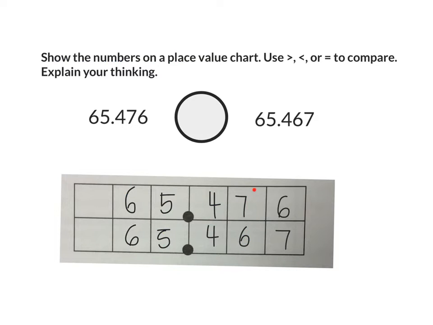The hundredths. How many hundredths do I have in the top number? How many hundredths do I have in the bottom number? Which one has more? 7 hundredths has more value than 6 hundredths. Do you agree? So therefore, this top number is larger than the bottom number. So we can show that by using a greater than sign.